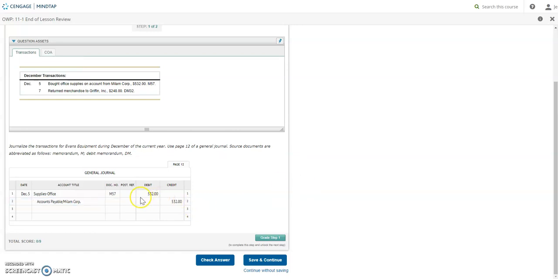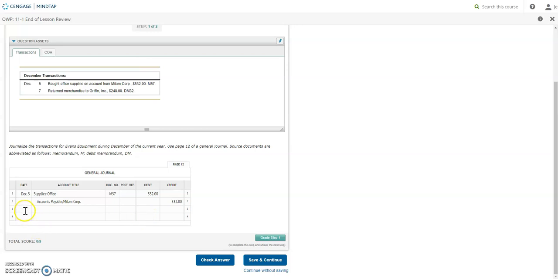Now in the book, it does show us that we would draw that line through the post reference. I do wish that we were able to do that because it helps us then to remember when we're going to post that we are posting twice. We're posting that credit to accounts payable and again to Milam Corp.